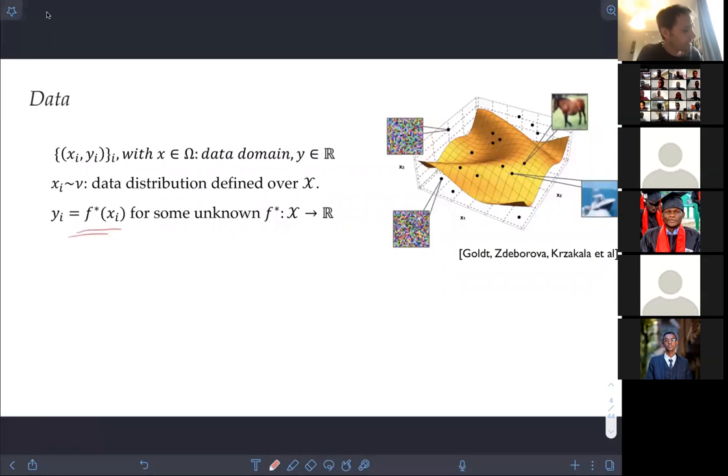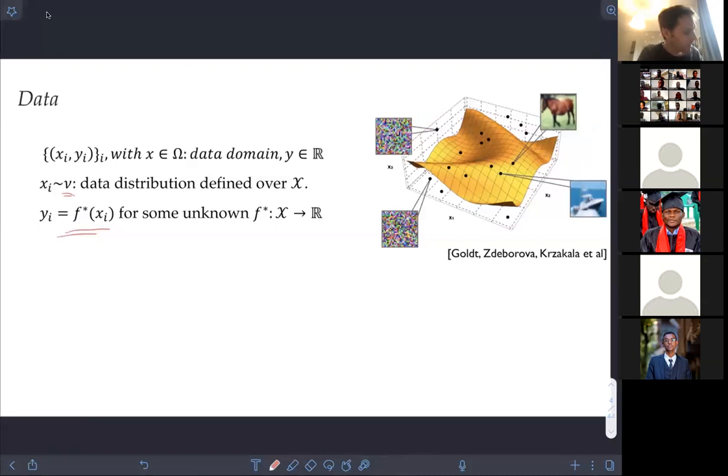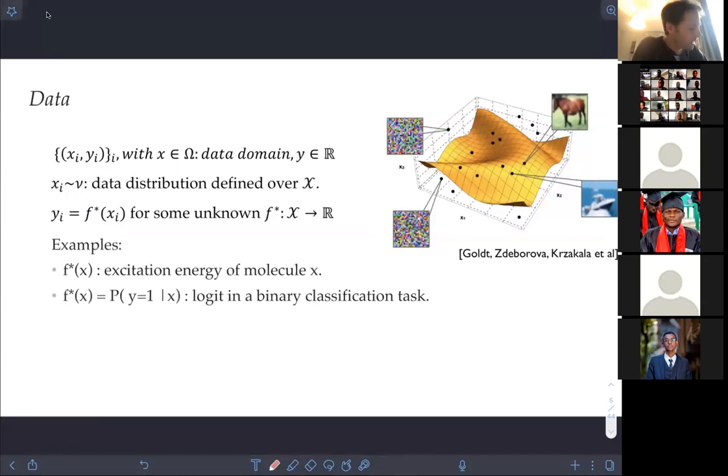The first ingredient is the data distribution from which we draw the examples. This is drawn from a distribution nu that is defined over a high dimensional space. And then f star is the target, the thing that produces the labels. Just to give things a bit more concretely, for example, f star could be, if you are working on a problem in chemistry, the excitation energy of a certain molecule x. Or if you are thinking about a binary classification problem, it could be the conditional probability of a certain class given the input.